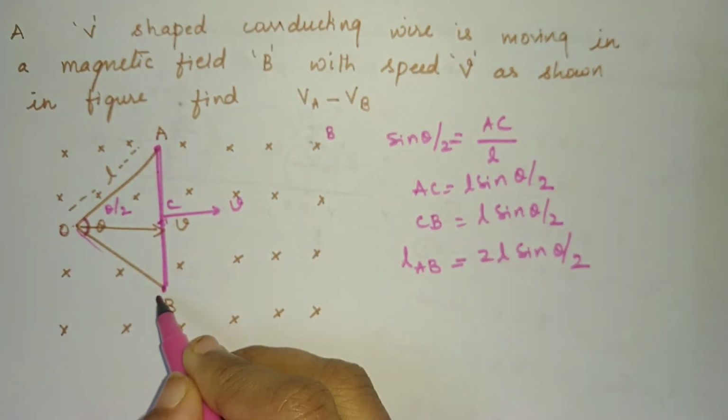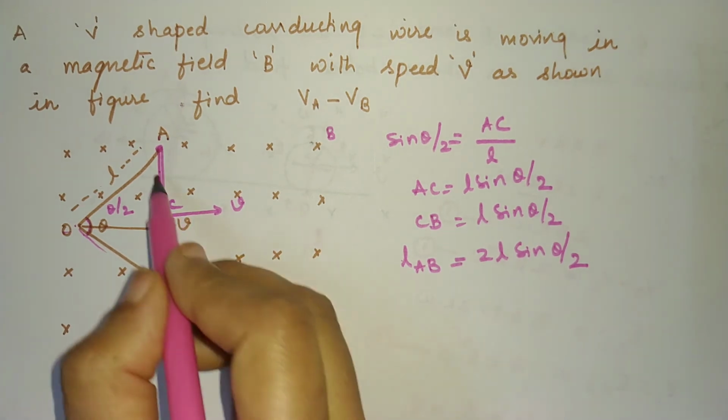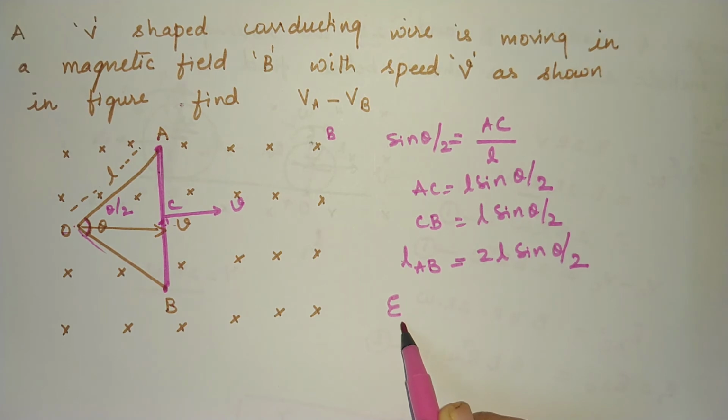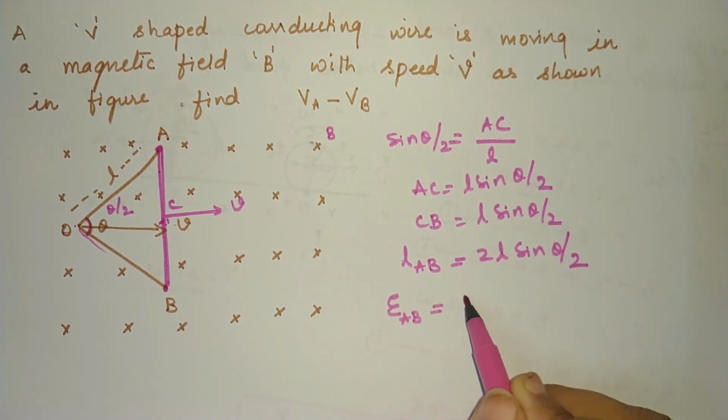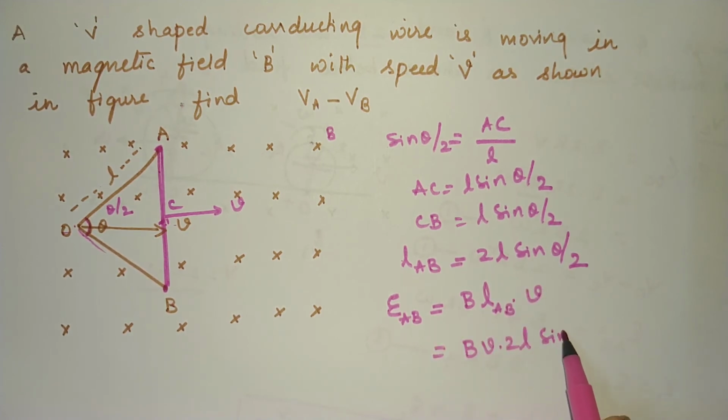Now once you get the effective length, field is into the plane of the paper, velocity is horizontal, length of the conductor is on the paper. What is the induced EMF across AB equal to? Magnitude is B into length of AB into velocity. That is B into V into 2L sine theta by 2.